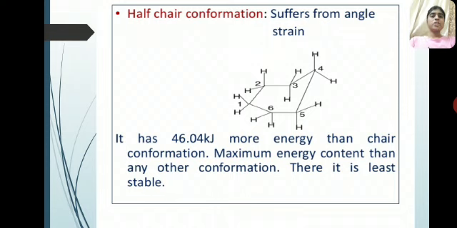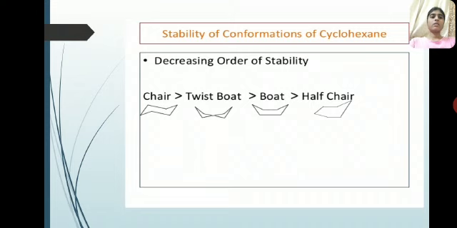Next is the half chair conformation, which suffers from angle strain. It has 46.04 kJ more energy than the chair conformation, the maximum energy content among the conformations. Therefore it is the least stable. The stability of the conformations of cyclohexane in decreasing order is: chair, twisted boat, boat and half chair.